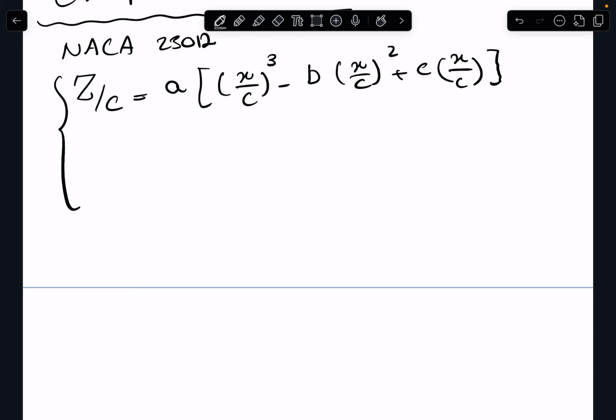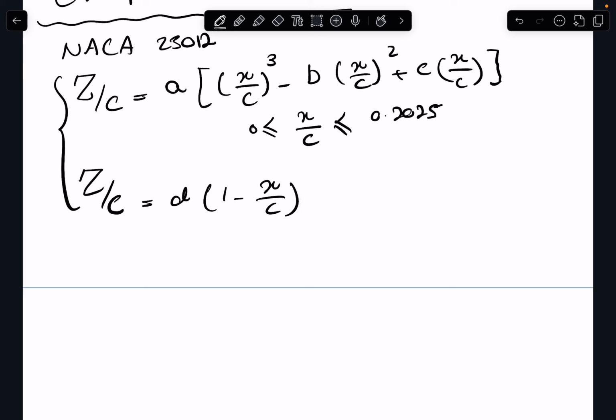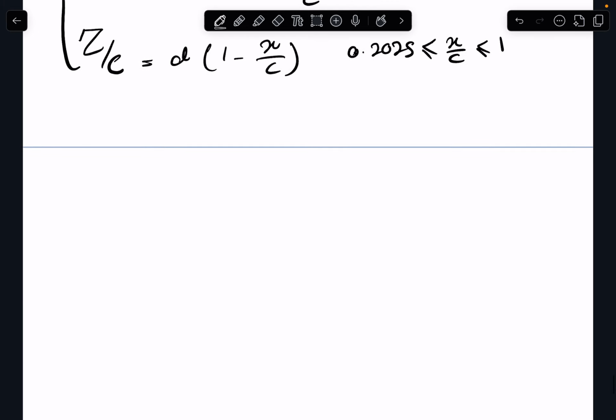This equation is true for a specific range where x over c is between 0 and 0.2025. There is another part to this equation that says z over c is equal to 0.02208. I'm going to use d for this to make things simpler. d times 1 minus x over c. And this part of the equation is true for x over c between 0.2025 and 1.